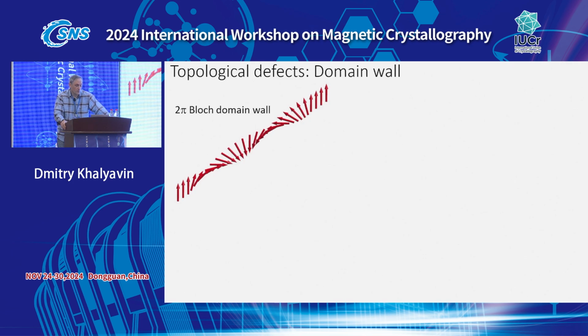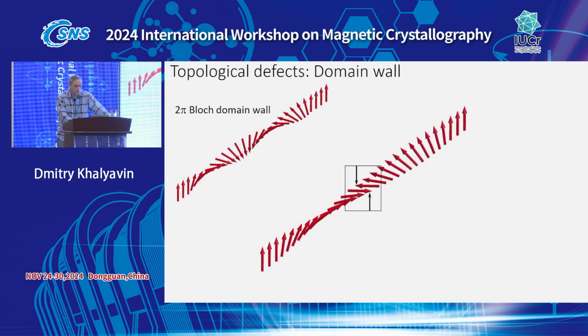Because using a continuous deformation, we cannot turn it back into the ferromagnetic state. If we start doing that, we will inevitably go through a state where some spins point opposite to each other, so an antiferromagnetic state. But that costs energy because our exchange interaction is ferromagnetic. So we cannot get rid of this object with a continuous deformation. And that's why it's topologically protected.